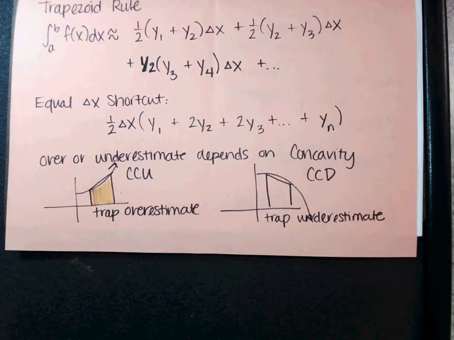Because remember, you're trying to estimate that perfect amount of area. So your trapezoid's never going to hit it exactly perfectly. It'll always be a little too big or a little too small, and it's concavity that determines that.